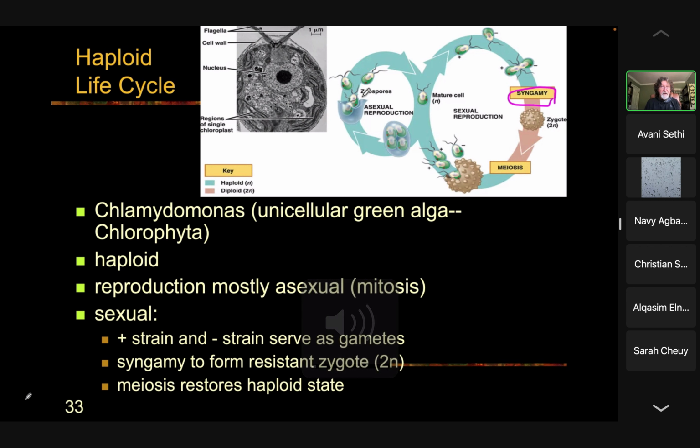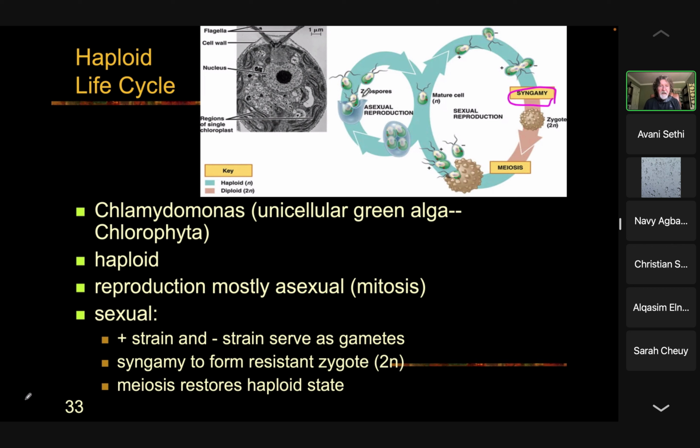Professor, so the vegetative state is what the Chlamydomonas would be considered as the haploid, and then when a positive and a negative strain combine, they form the zygote that goes through meiosis to reform Chlamydomonas, right? That's right. Exactly. And so in a season, they'll go through a lot of cycles of asexual reproduction long before they ever go through any sexual reproduction.